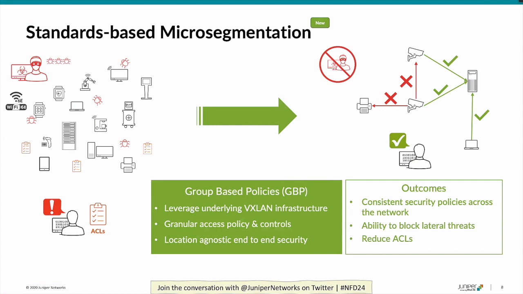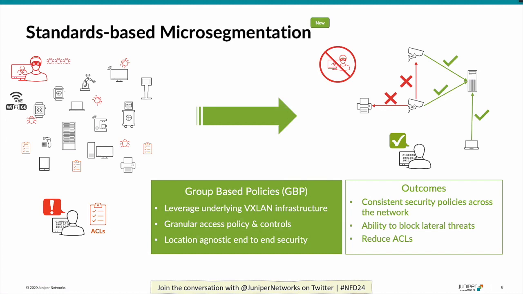The group-based policies leverage the underlying VXLAN infrastructure to provide granular access policy and control. And by granular, I mean we can segment users into VLANs, but with microsegmentation, we can have different access privileges within a VLAN as well. So you are not limited to everyone mapping to a certain VLAN having the same privileges, but you can further segment within the VLAN as well. And it's all location agnostic. So whether somebody or some device or some user is connecting to the network on switch 1 or switch 10 or switch 50 in the network, doesn't matter. You shouldn't have to go and reconfigure your network.